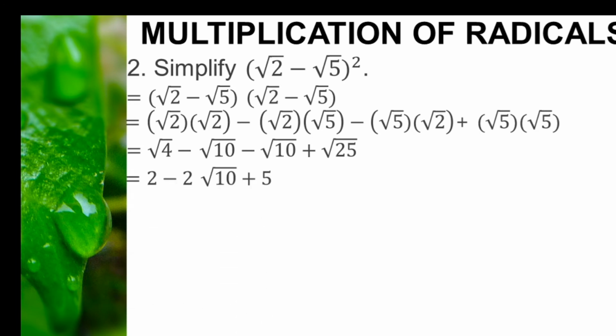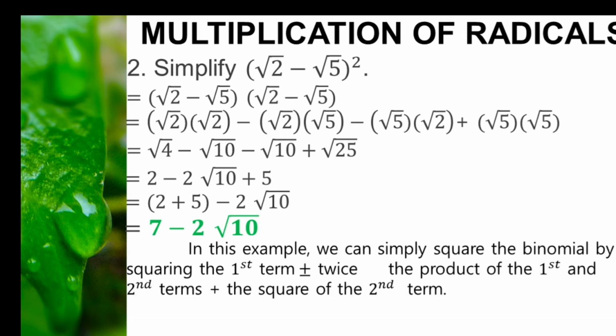So therefore, we have 2 minus 2 square root of 10 plus 5, giving us 7 minus 2 square root of 10. And aside from using the FOIL method, in this particular example, we can simply square the binomial by squaring the first term plus or minus twice the product of the first and second terms plus the square of the second term.